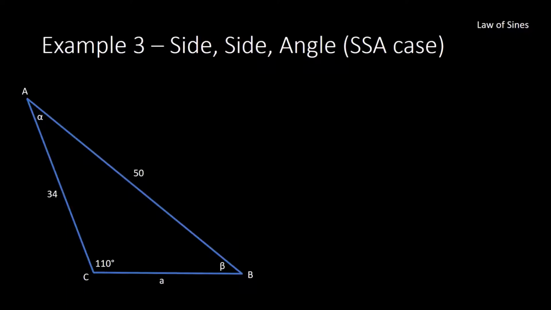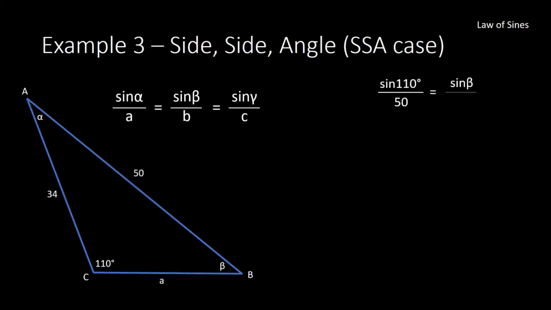Let's look at one more example. Side-side-angle case. This time we know two sides of the triangle and only one angle. To solve the triangle, we have to find the other angle first. Let's start with beta. We know that gamma is 110 degrees and C is 50, so sine of 110 degrees over 50 will be equal to sine of beta over B, which is 34.